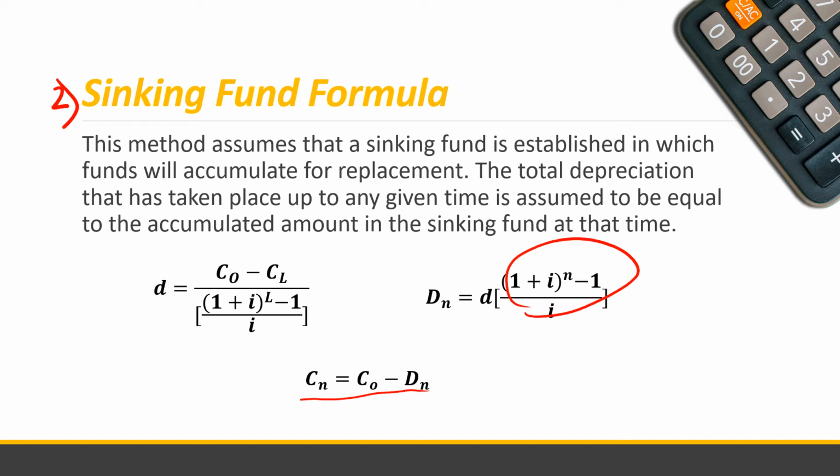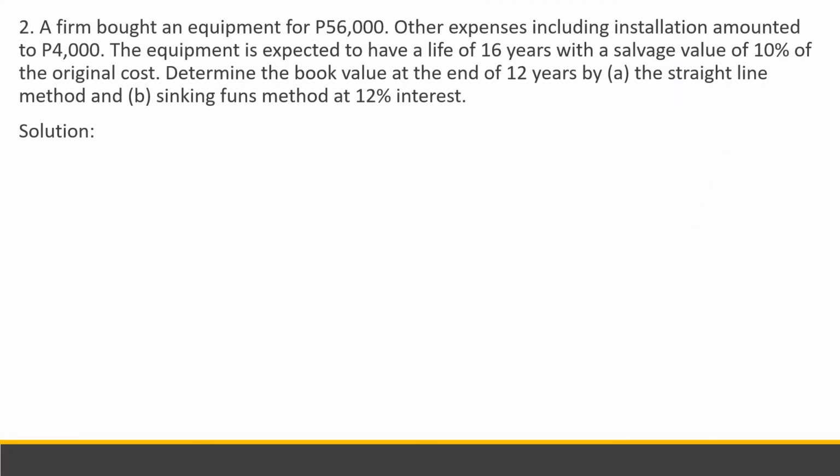So let's have some formula examples. A firm bought an equipment for 56,000 pesos. So this is the C sub O. Other expenses, including installation, amounted to 4,000. The equipment is expected to have a life of 16 years with a salvage value of 10% of the original cost. Determine the book value at the end of 12 years by A, the straight line method, and B, the sinking fund method at 12% interest.